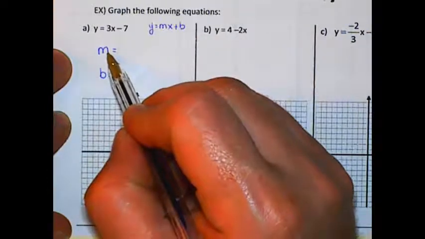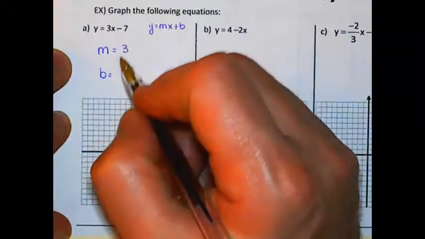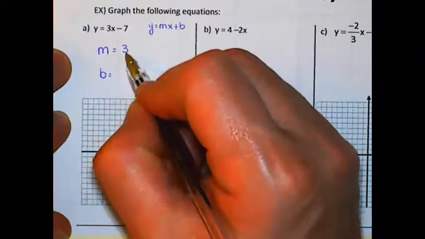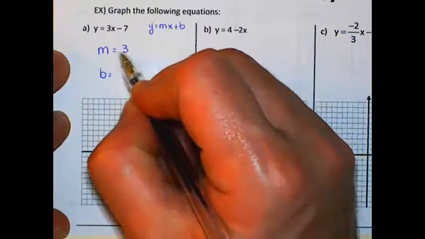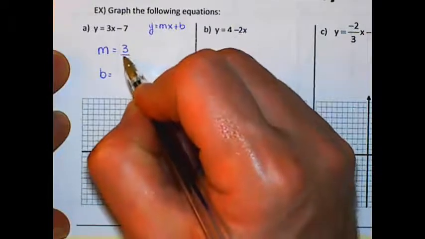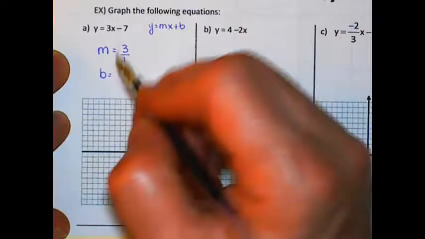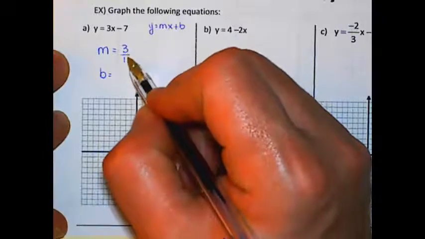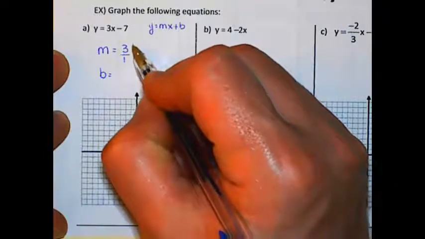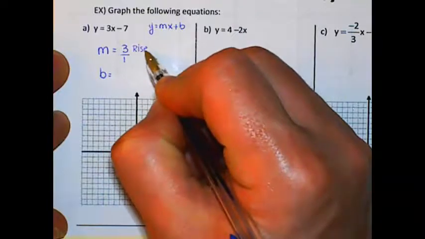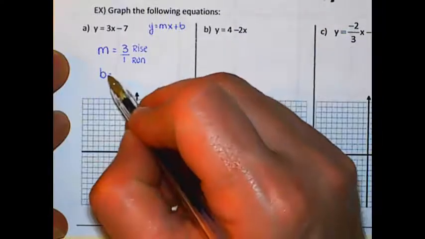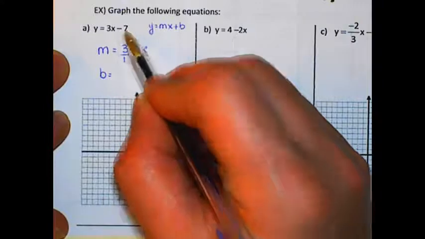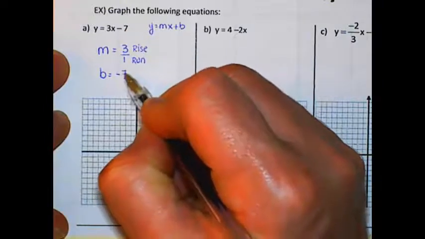My m is the number in front of the x. So in this case, my m is 3. And m is the slope. We always want the slope to be a fraction. So if you happen to have a whole number like this, to turn this into a fraction, all you have to do is put a 1 underneath. We want it as a fraction because the number on top is going to represent your rise, and the number on the bottom is going to represent your run. Now the letter b. The letter b is the number without x, so in this case it would be -7.